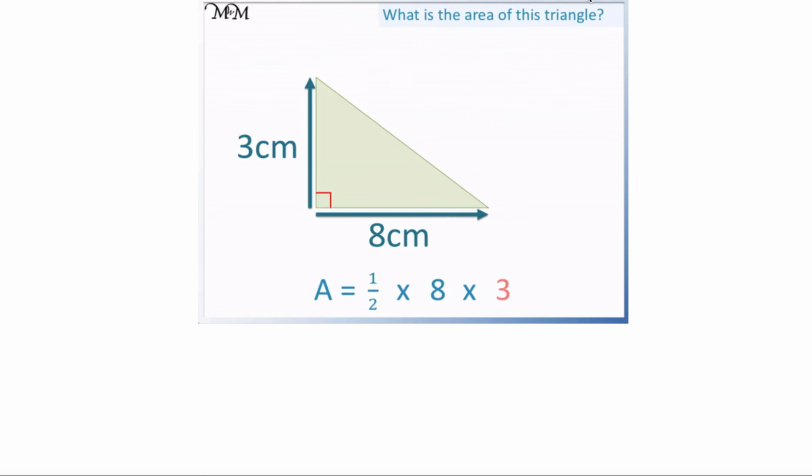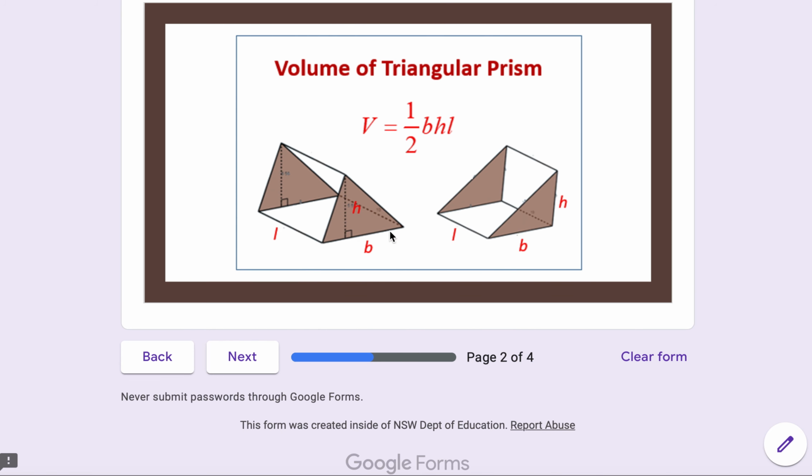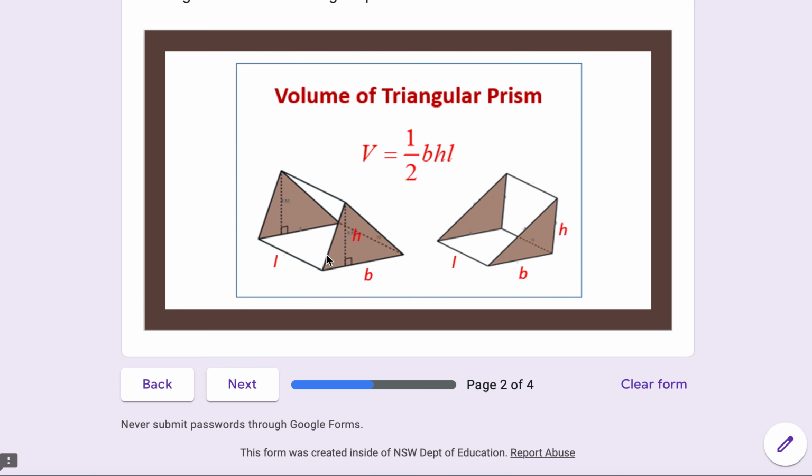Now once you've found the area of that front face, you just multiply your answer by the length and that gives you your answer. So that is a very basic explanation of how to find the volume of a triangular prism.